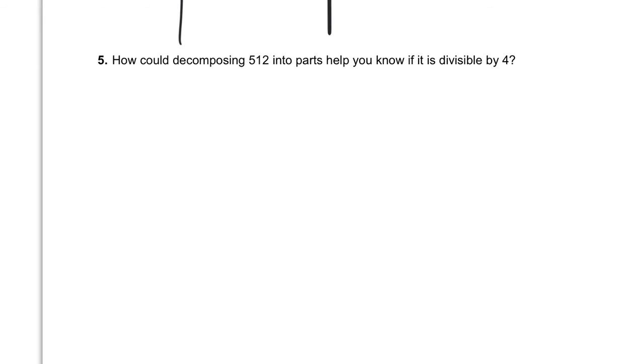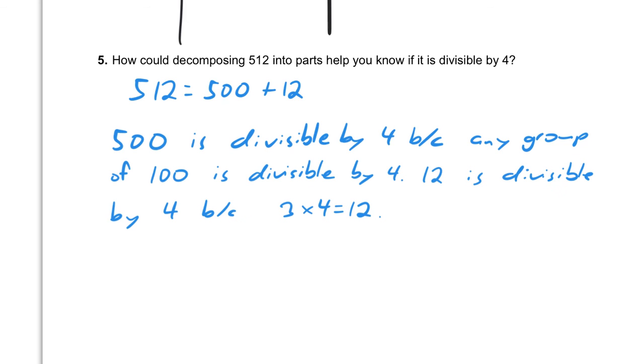Finally, we have number 5. How could decomposing 512 into parts help you know if it is divisible by 4? And I might say something like this. 512 is the same as saying 500 plus 12. And 500 is divisible by 4 because any group of 100 is divisible by 4. 12 is divisible by 4 because 3 times 4 is 12.